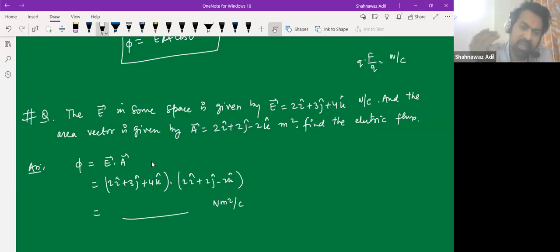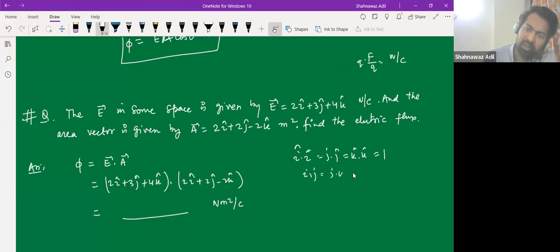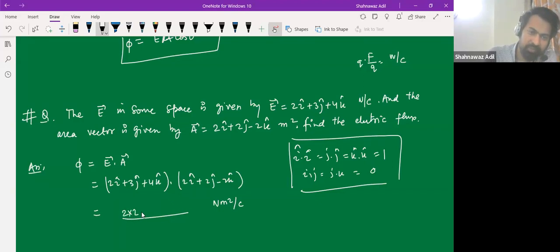In the dot product, only i dot i, j dot j, k dot k survive. These are the things which survive, and i dot j or j dot k vanish, which is opposite to the cross product. So this would be 2 into 2 plus 3 into 2 plus 4 into minus 2. This would be 4 plus 6 minus 8, so 10 minus 8, or 2 Newton meter square per coulomb.